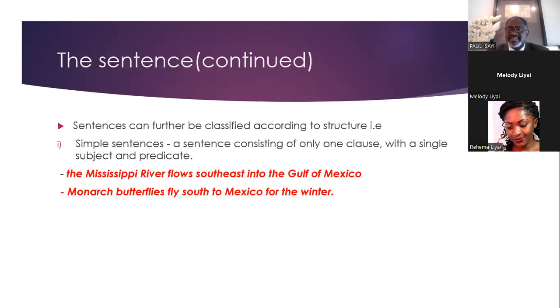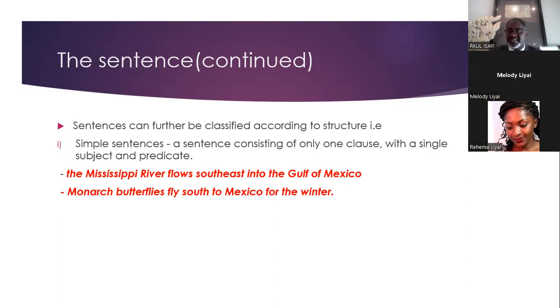Next, the sentence can be further classified according to structure. For example, we may have simple sentences, compound sentences, and complex sentences. Simple sentences are sentences consisting of only one clause with a single subject and predicate. For example, Melody, can you read the first sentence? The Mississippi River flows southeast into the Gulf of Mexico.